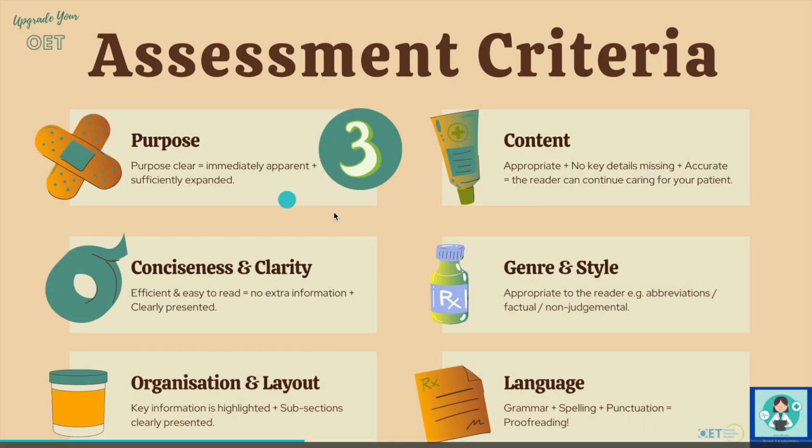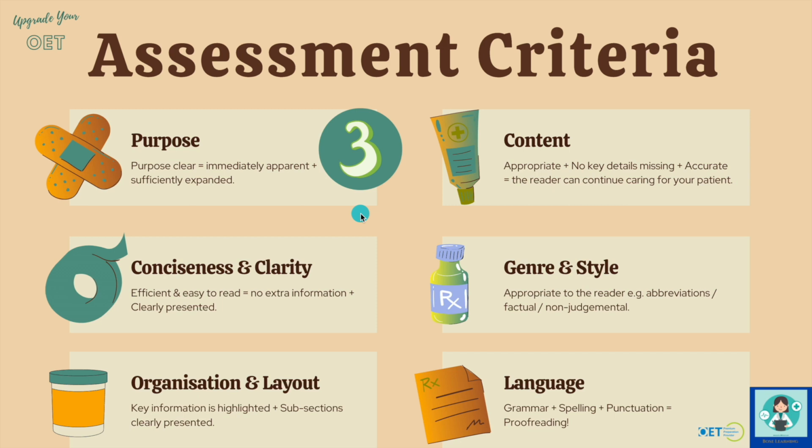The first one, purpose, is marked out of 3. You really need to be getting 3 here. There's no real excuse why you shouldn't be. However, this is something that the OET have pointed out to us teachers that doctors often miss out on. They don't read carefully. Please read carefully. Please make sure the purpose is nice and clear and get that 3.